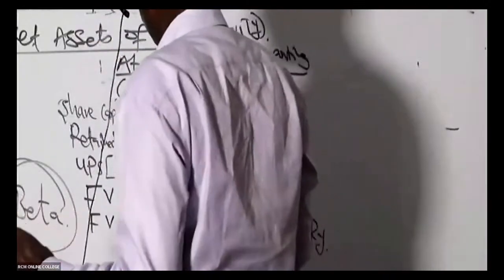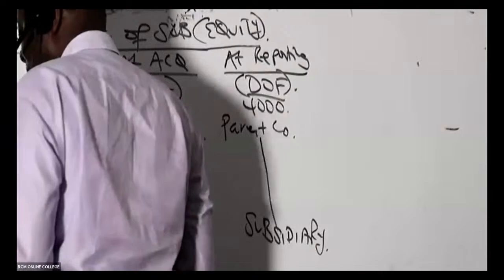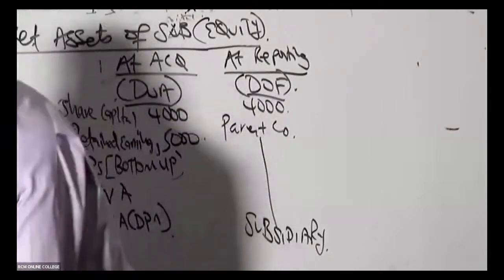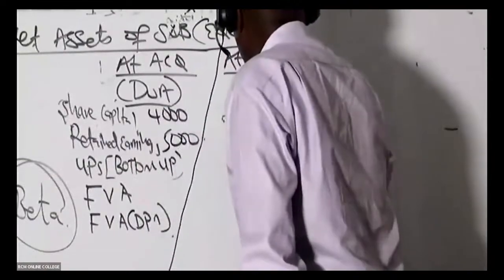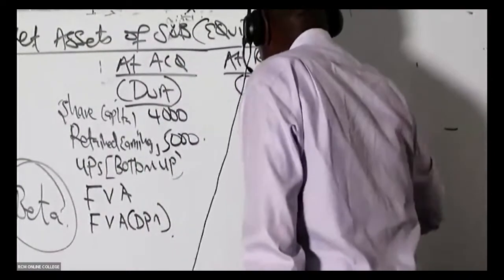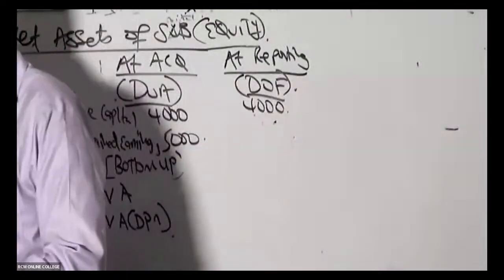So in this case here, retained earnings at acquisition is 5,000. And then retained earnings at reporting, at the financial statements date.